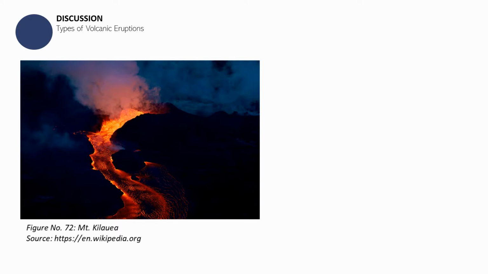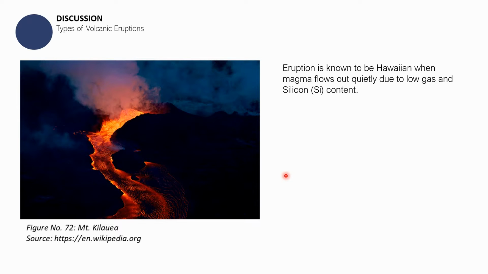This is in figure number 72. You see Mount Kilauea. This is a famous volcano. If I'm not mistaken, it's in Hawaii. Yes, Hawaii. And so this mountain's eruption is called Hawaiian. An eruption is known to be Hawaiian when the magma flows out quietly due to low gas and silicon content.